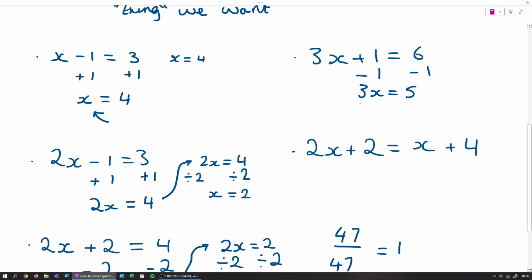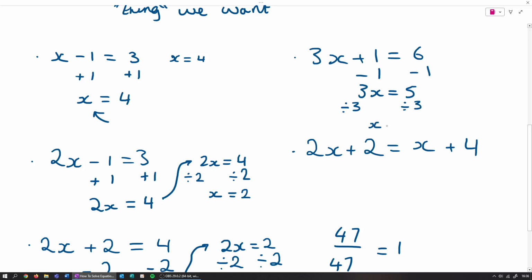Now here, you might be thinking in your head, there is no whole number that when we multiply it by 3 becomes a 5. However, equations don't have to have whole number solutions. They can have a lot of different things as solutions. So again, just divide by 3, because this is saying 3 times x is 5, but we don't want that 3 times, so we divide by 3.